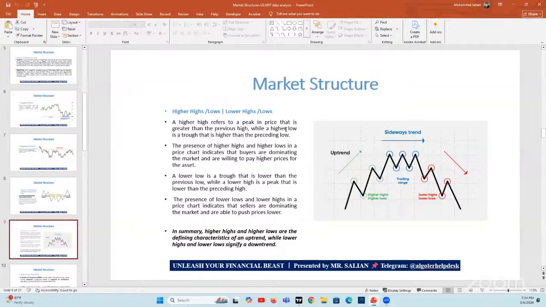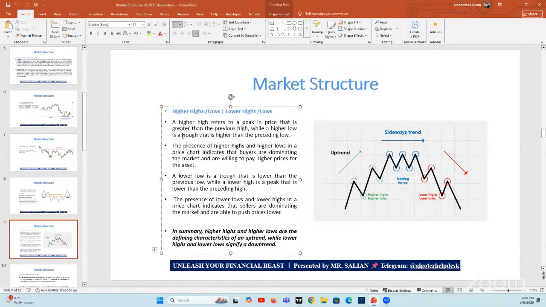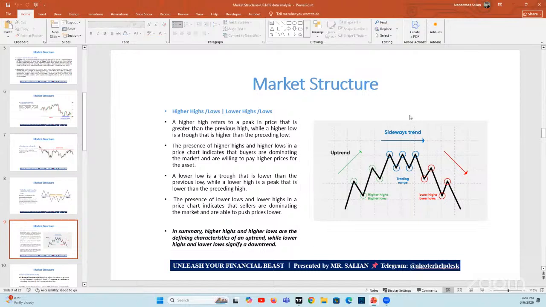While a higher low is a trough. Yes, it's pronounced trough. That is higher than the preceding low. See? Low, what is that? Higher low. This one. See? Higher than this low, this, and then so on and so forth.